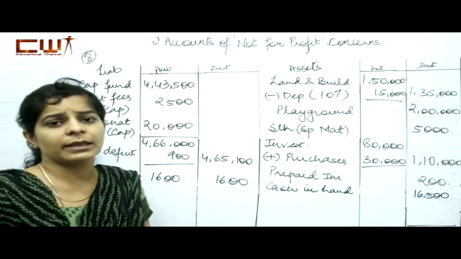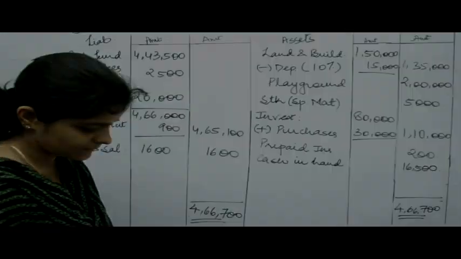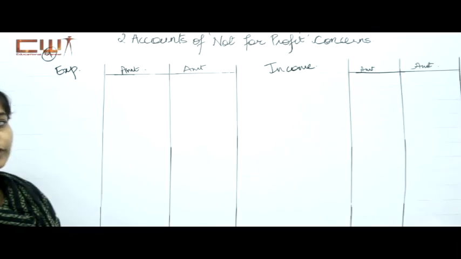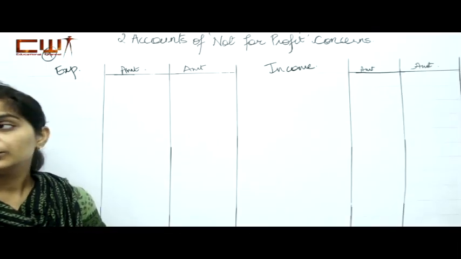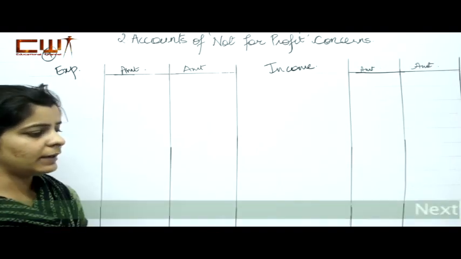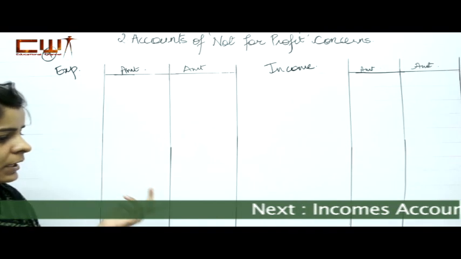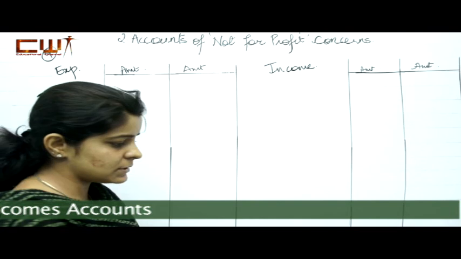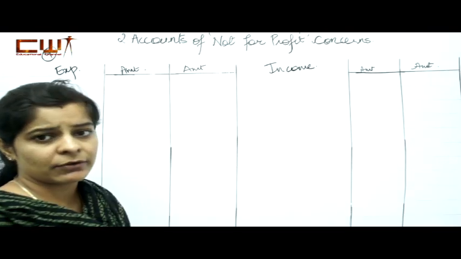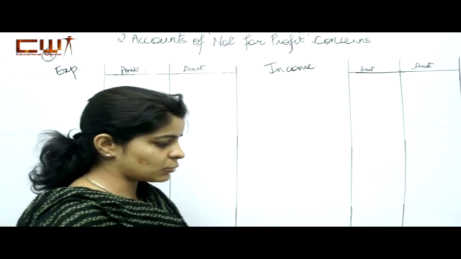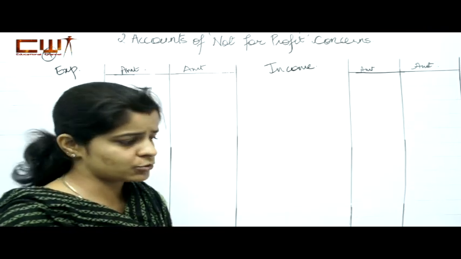Now we move on to the 9th numerical and see what it says. Again, they have asked you to prepare the income and expenditure account and the balance sheet. Let's see what the income and expenditure account has to say. It's a very easy, very small numerical they have given to you. Subscriptions they have given as 16,500, right? And the outstanding subscription they have given to you is 2,000.